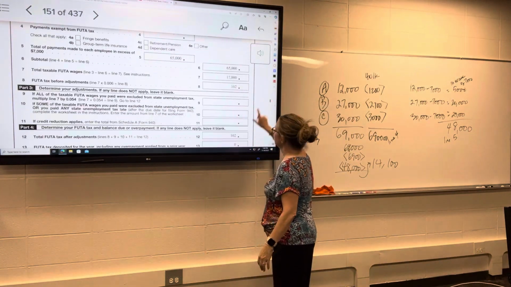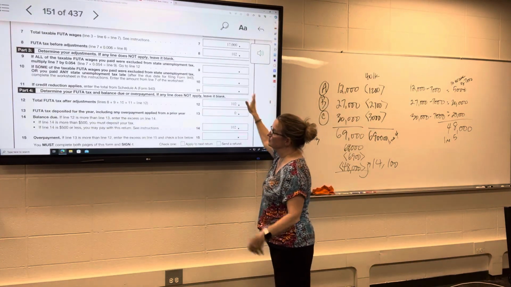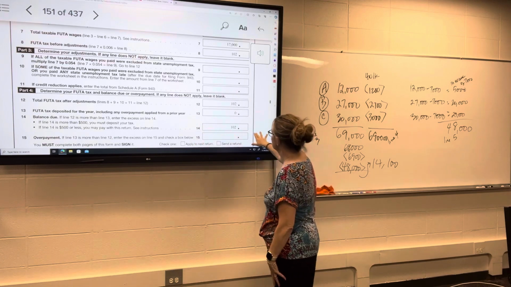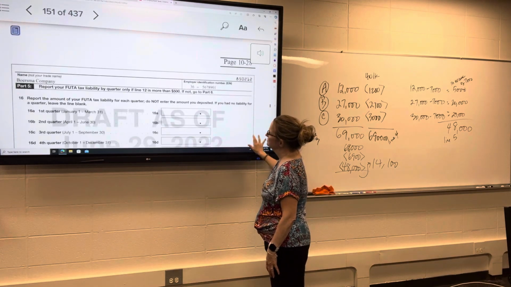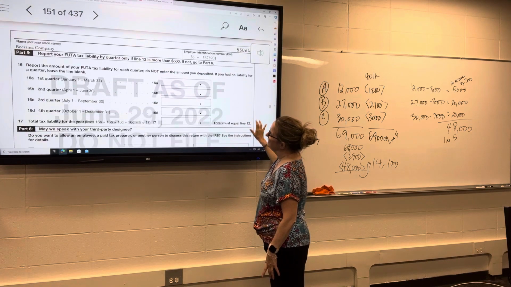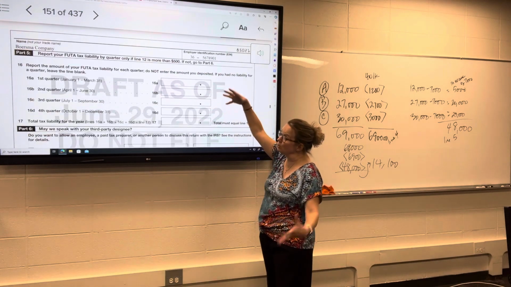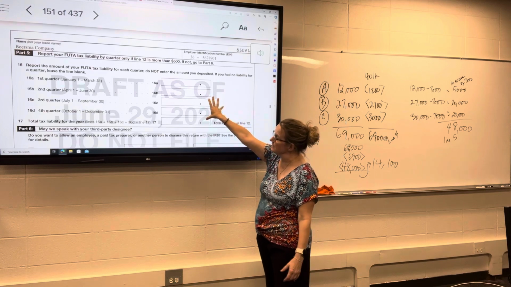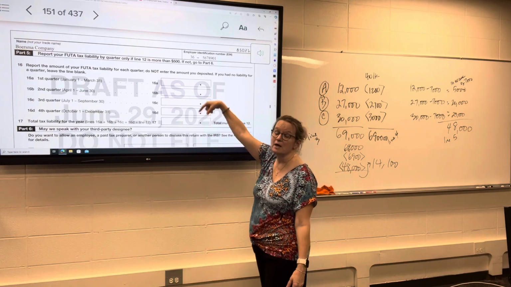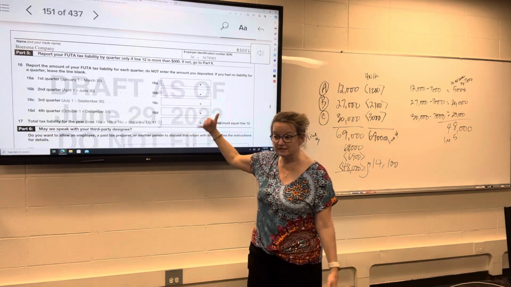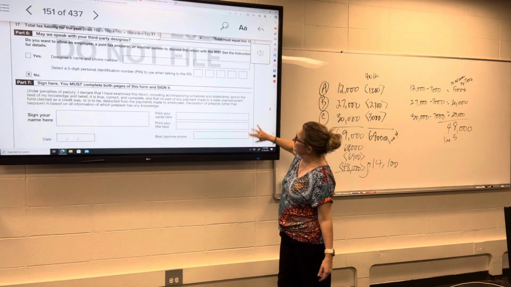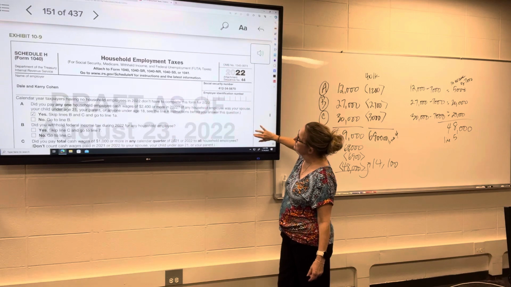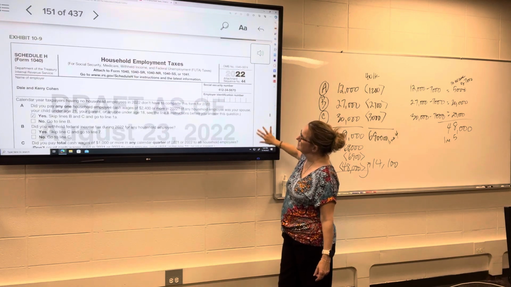Any credit reduction would be calculated here, but you'd also have to use Schedule A, which I think they give us here, and then the tax that's due. If the total amount that's due is over 500, then Part 5 has to be filled out. But if it's not over 500 for the year, you do not have to fill this part out. And then signatures.